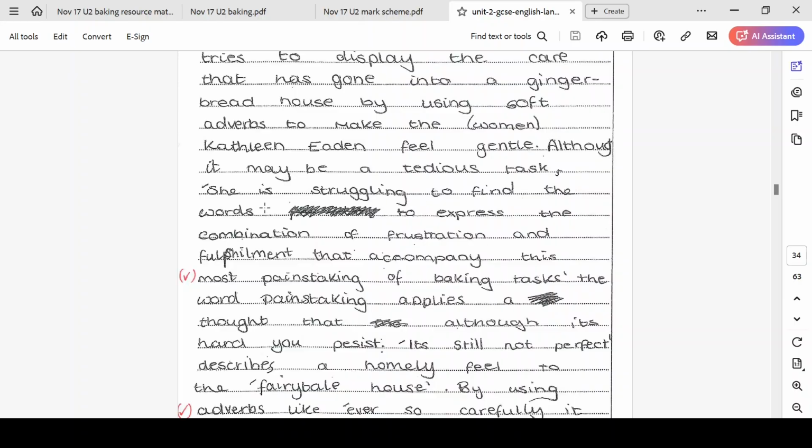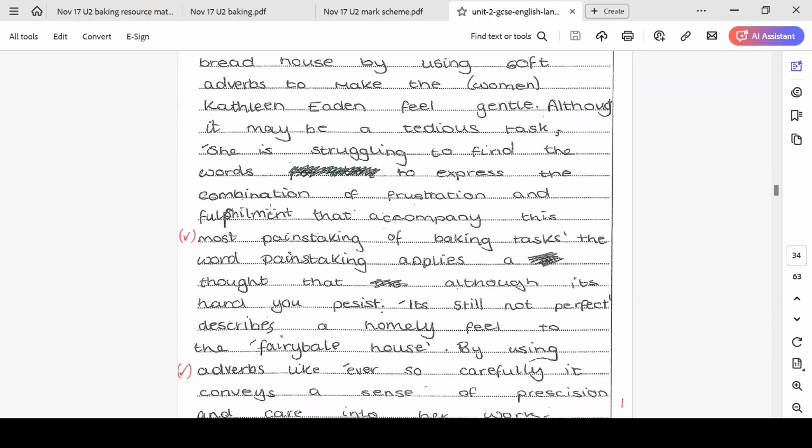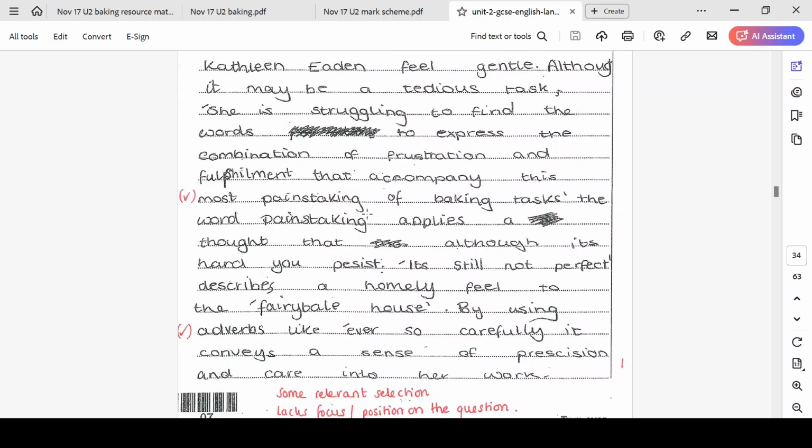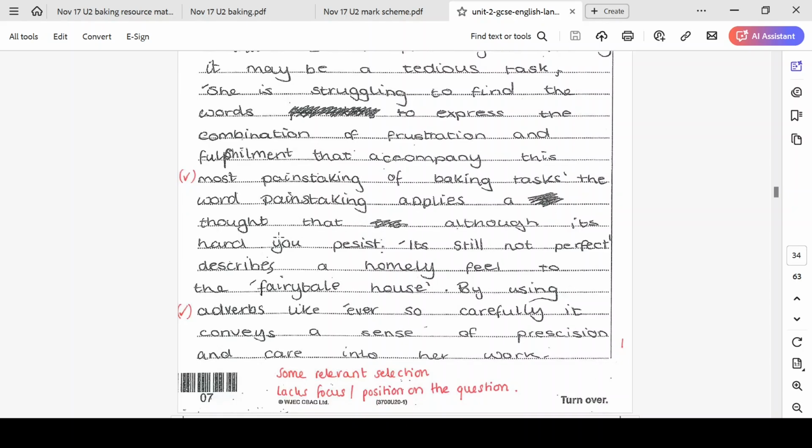New idea here now. Moving on, it may be a tedious task. She's struggling to find the words to express the combination of frustration and fulfillment. This is a long quote, way too long, really. You need to be quoting just one or two words, ideally. Even just one word is perfect. The word painstaking, there we are. So they've zoomed in on one word here. They didn't need all these other ones here. The word painstaking applies a thought that although it's hard, you persist.